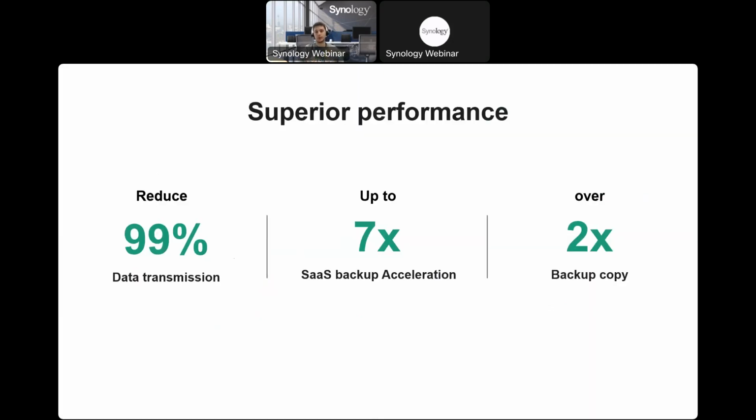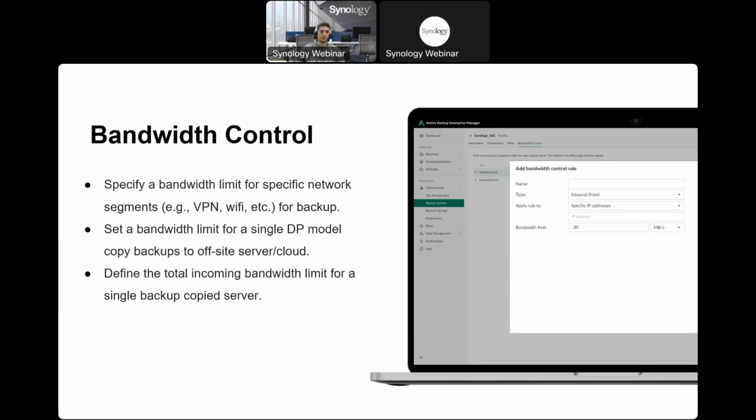In terms of overall performance, endpoint devices can save up to 99% of data transmission, while cloud services backup speeds see 7 times faster than AVM, and also effectively reducing storage space usage by over 50%.